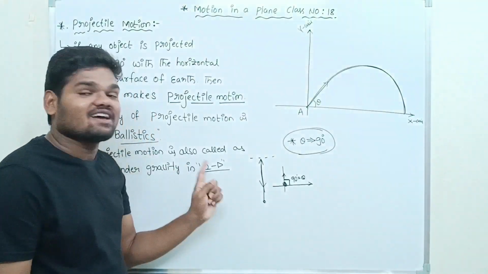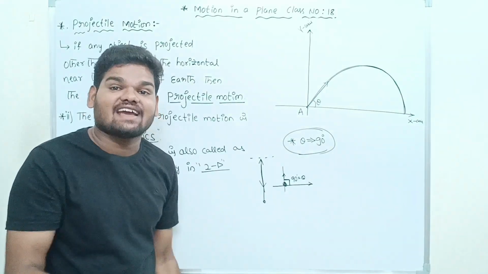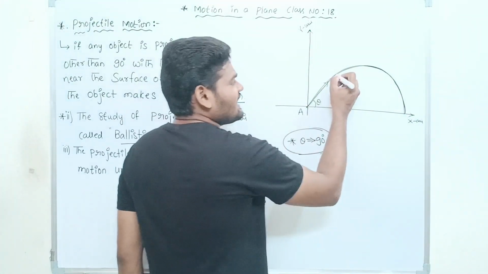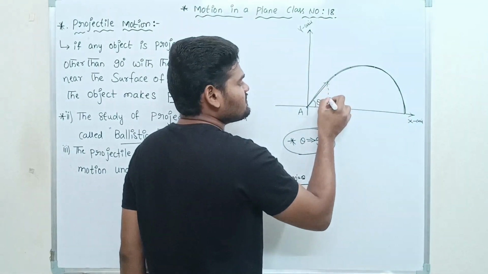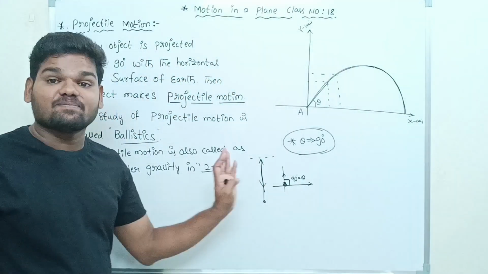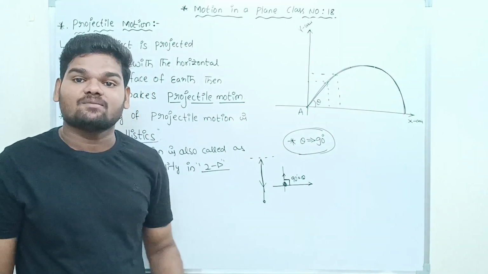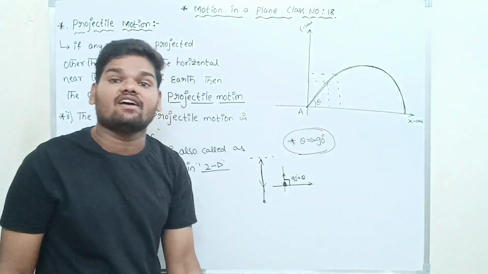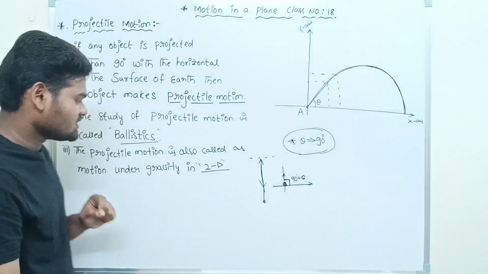So to bring the object into two-dimensional motion, we have to project an object other than 90 degrees with the horizontal. Have a look. Every point on the path of the object lies in both the x-axis and the y-axis. That means the object is making two-dimensional motion. So that's why we have to project an object other than 90 degrees. Then it makes projectile motion.